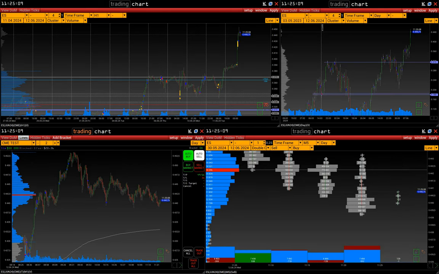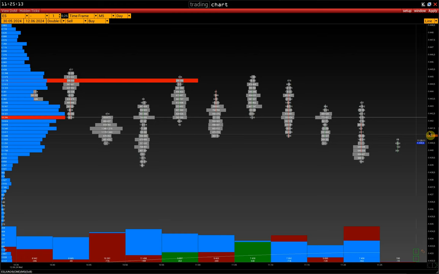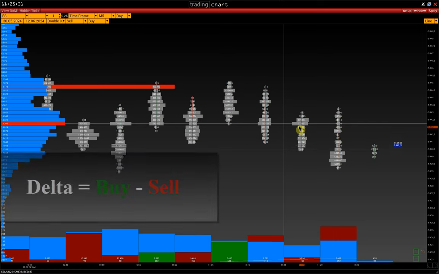So, each bar on the chart has a volume of trades made. This volume consists of sell and buy trades. In particular, on a double cluster chart, you can set up the display of the volume of sell and buy separately. Delta is the difference between the volume of bid and ask trades.